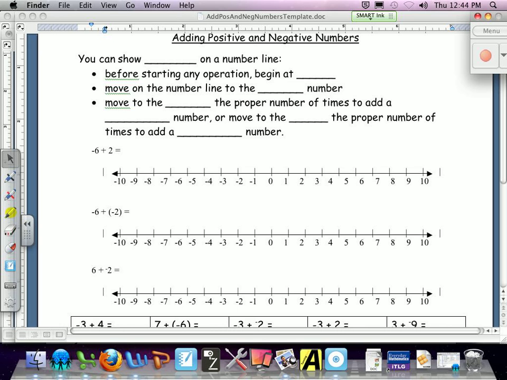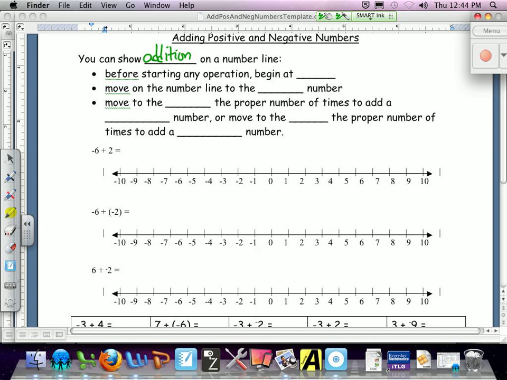And the number line model is not necessarily exactly how you would intuitively do it. I'm going to show you what I mean by that in a second. So you can show addition on a number line with these 3 easy steps. Set it and forget it.